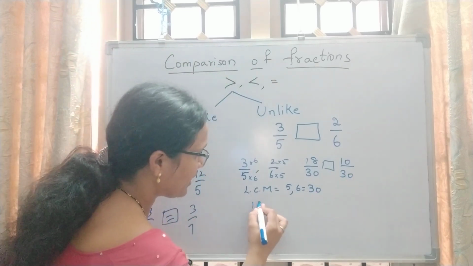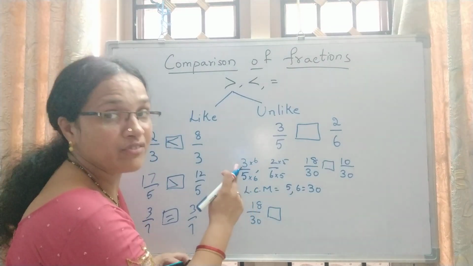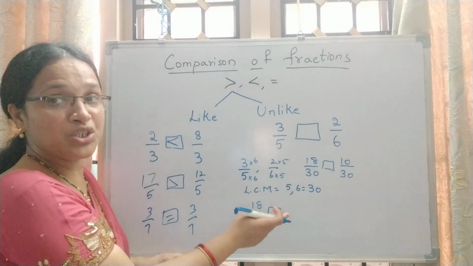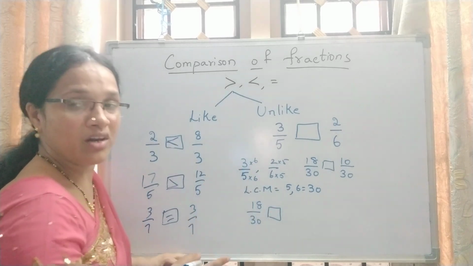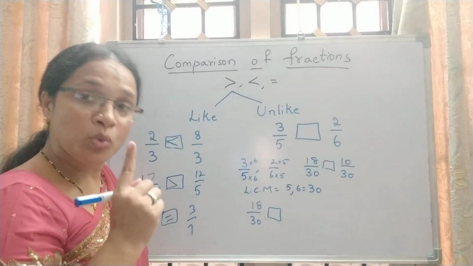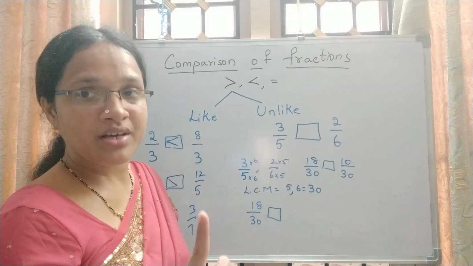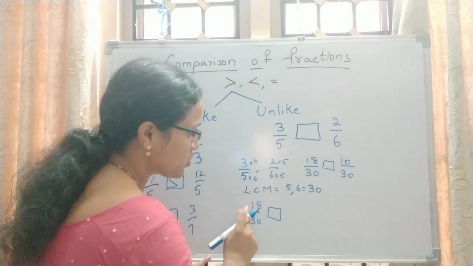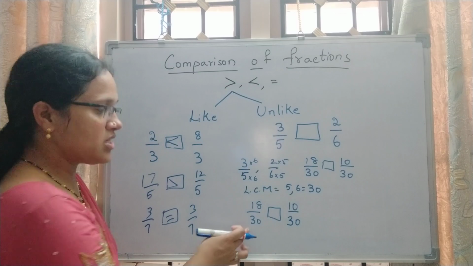Now see, it is not sufficient to take the LCM, children. You need to multiply the remaining part to make the denominators equal. Why do we take this LCM? To make the denominators equal and change the unlike fractions to like fractions. So 18 by 30 and 10 by 30. Now see, the denominators are equal.